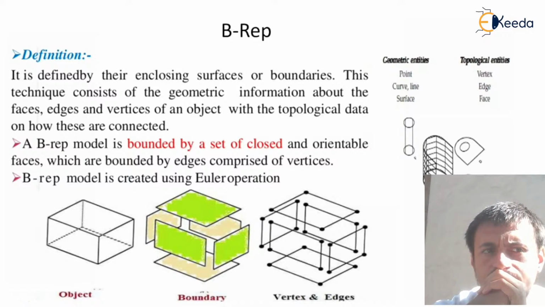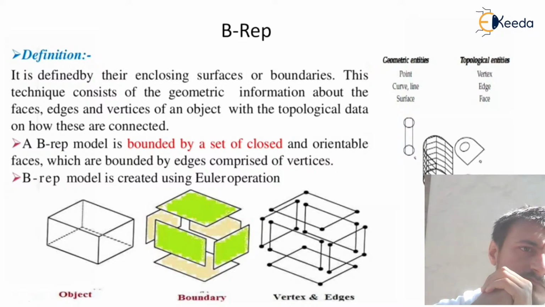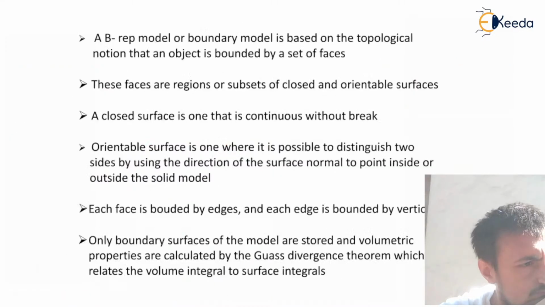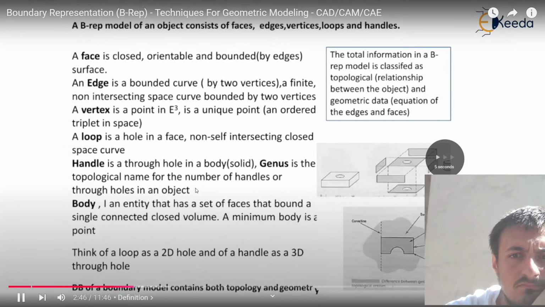So there is one object as shown in figure. There are the boundaries for that object and vertices and edges. Similarly, here also in right hand side you observe there are geometric entities, those are point, curve, line, circles, and topological entities, those are vertex, edge, faces. So these vertex, edge, faces play a very important role in this B representation model. So instead of geometric entities, these vertex, edges, and faces make a solid. A B-rep model or boundary model is based on topological notion that an object is bounded by a set of faces. An oriented surface model of an object consists of faces, edges, vertices, loops, and handles.